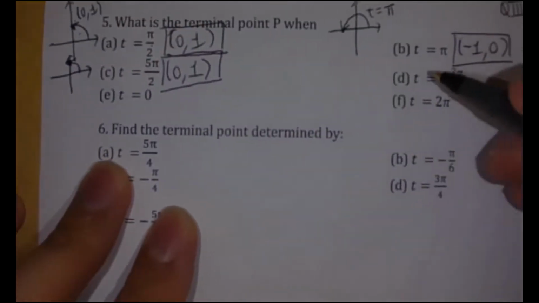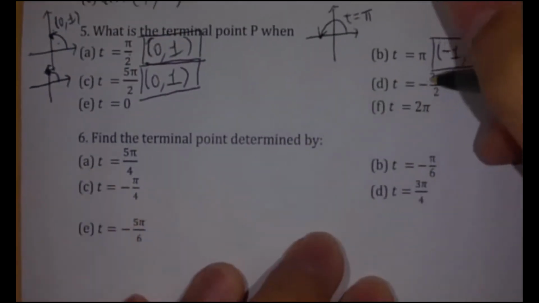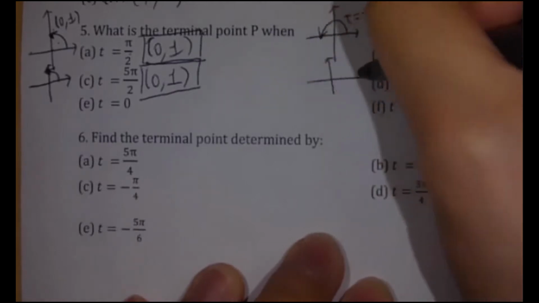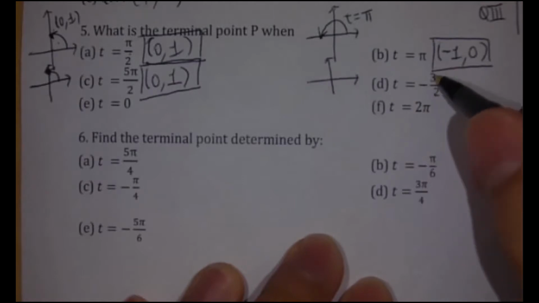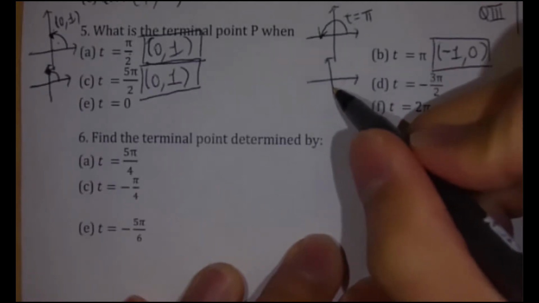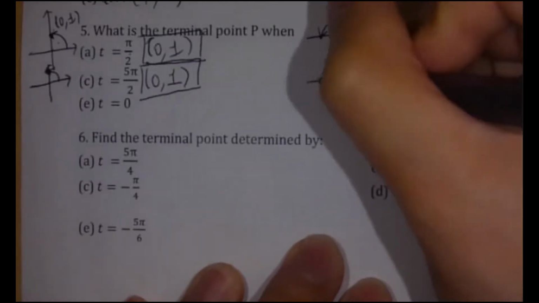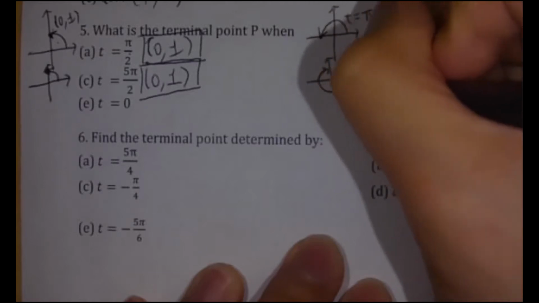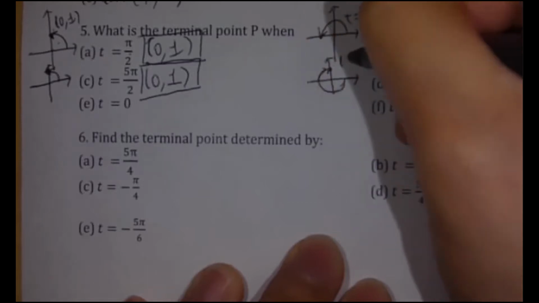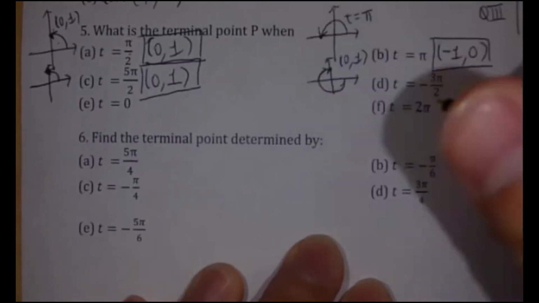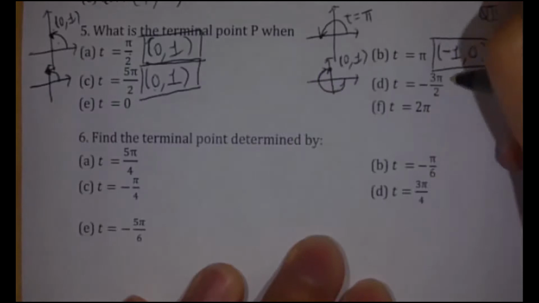Then part D, we have negative 3 pi over 2. Okay, so negative is clockwise, right? So negative 90 three times, that'd be 1, 2, 3. That'd be right over here. So what's the coordinate here? That's going to be 0, 1. Same thing as parts A and C. So 0, 1.